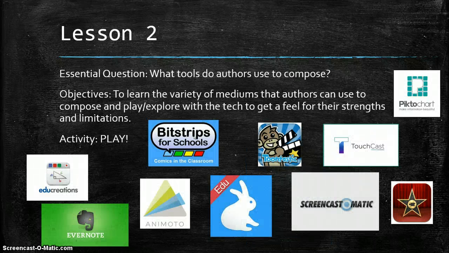Lesson 2 is going to be about what tools authors use to compose, and students are just going to be learning about the variety of mediums that authors can use and get a feel and play with all the tech and the strengths and limitations. These are just examples of a lot of different technologies that may be used in lessons such as these.